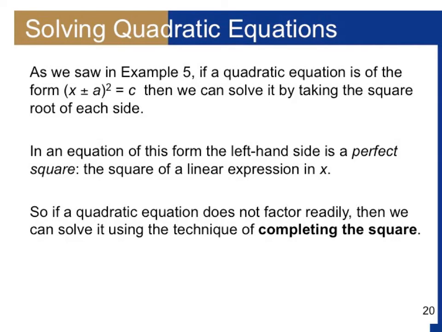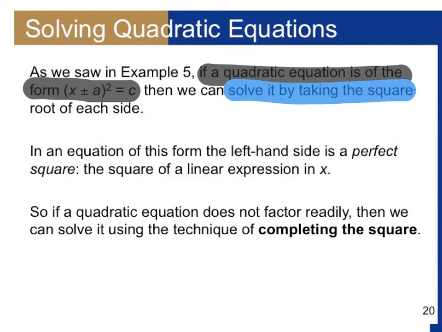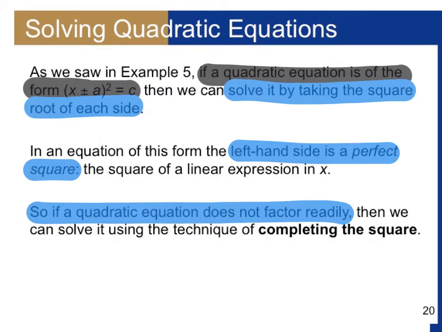Okay, so just to summarize what we did earlier, if a quadratic equation is of the form x plus a or x minus a squared equals c, in other words, we have a perfect square on one side, then we can solve it by taking the square root of each side. Because you have this perfect square here, and we just take the square root, it eliminates the square there. We say the left-hand side is a perfect square. If it doesn't factor easily, so if a quadratic equation does not factor readily, then we'll use what's called completing the square. So we'll look at that next.